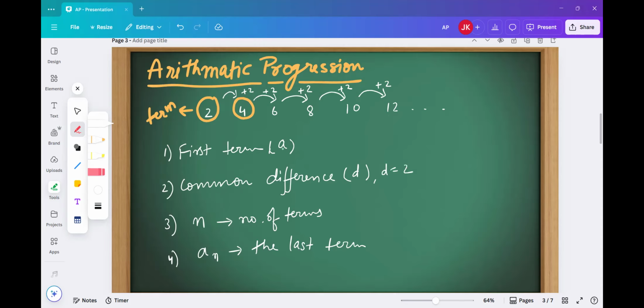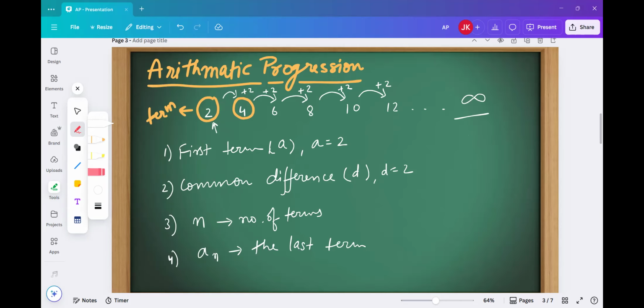A is called the first term. And if you can see, the first term in this sequence is 2. N is the number of terms, and because this series goes up to infinity, we are not sure of the number of terms. So they're infinite. And AN is the last term. So what basically do they mean?